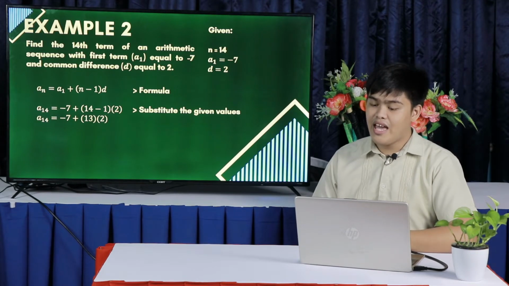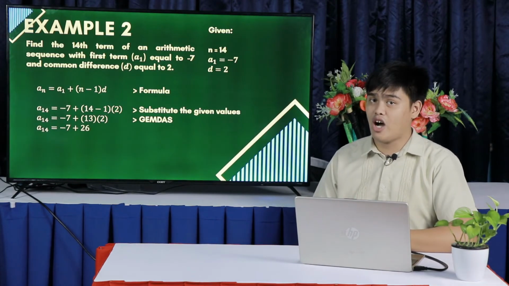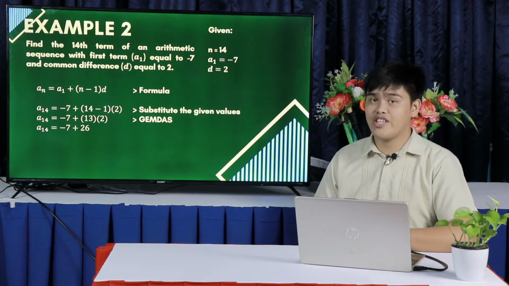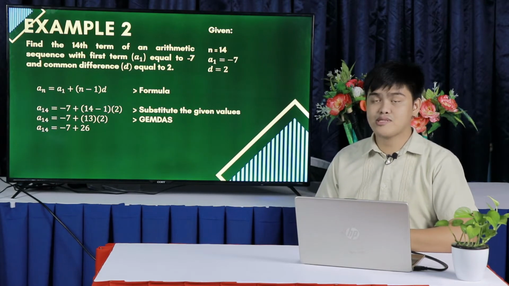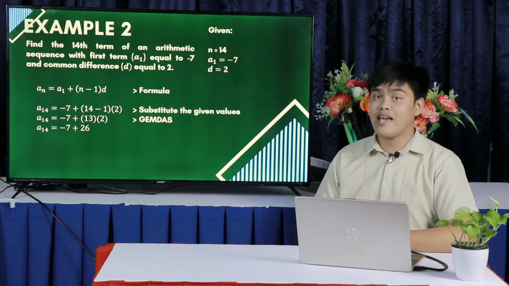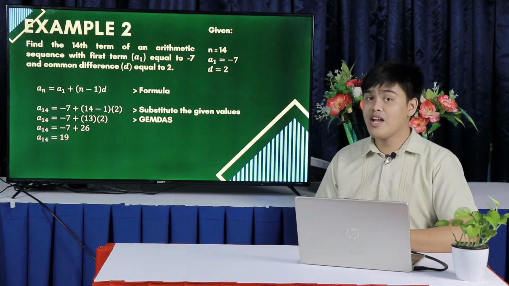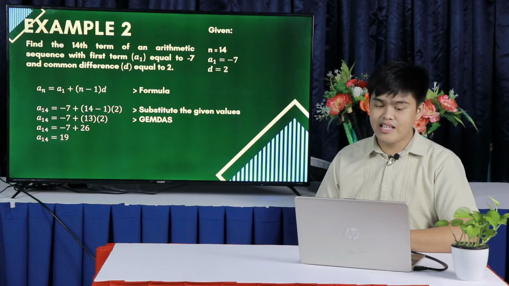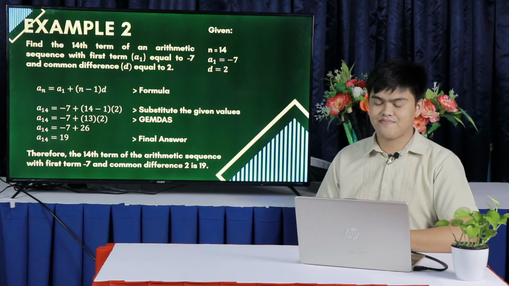We then have a sub 14 is equal to negative 7 plus 13 times 2. Do the multiplication operation next. We then have a sub 14 is equal to negative 7 plus 26. Adding the two values negative 7 and 26, a sub 14 is equal to 19. Therefore, the 14th term of the arithmetic sequence with first term negative 7 and common difference of 2 is 19.